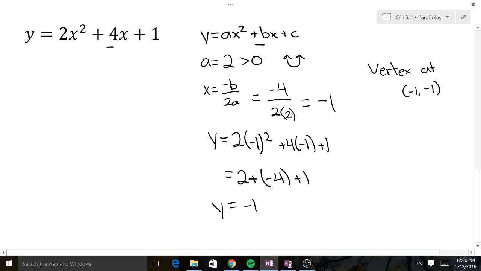So using this way, we would get a graph that looks like this right here. We got negative 1, we got negative 1. And then we said a was positive, so it's going to be going up and going up.